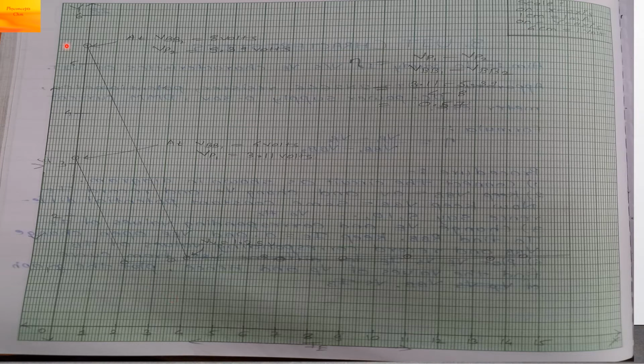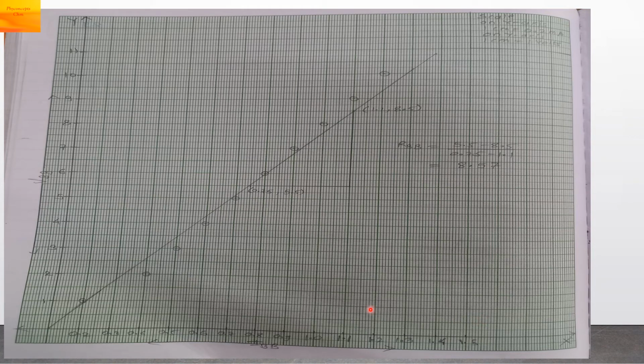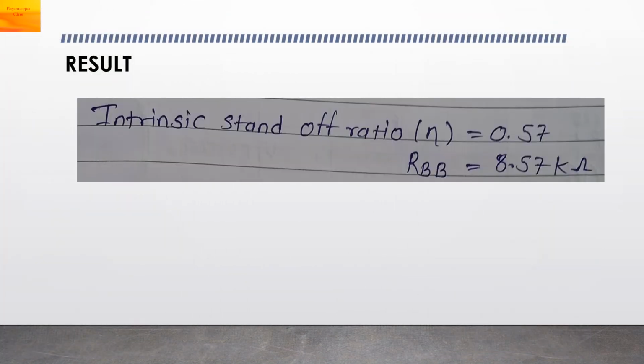This is the graph plotted, VE versus IE. This is VBB versus IBB. We get the slope, that is RBB. The result: you find the intrinsic standoff ratio from the first graph, and from the second graph we get RBB's value.